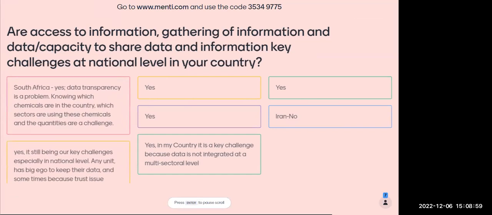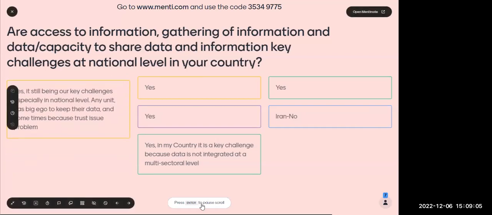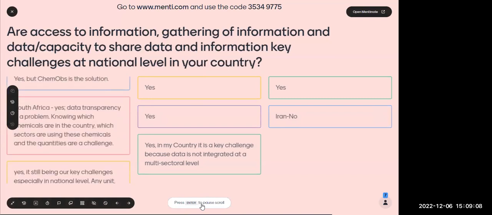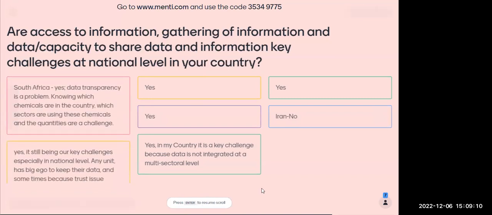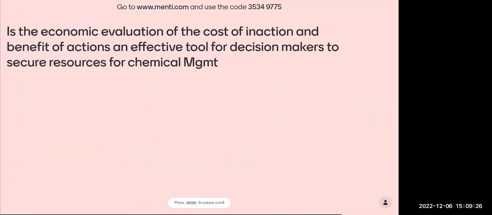So I don't know if we're going to move on to the next poll. If you can just see, many countries are saying access to information is a challenge, except for Iran. Iran has different challenges. Yes, data collection, etc. So I think let's go on to the next poll. And these responses will be posted in the digest at the end of the discussion.